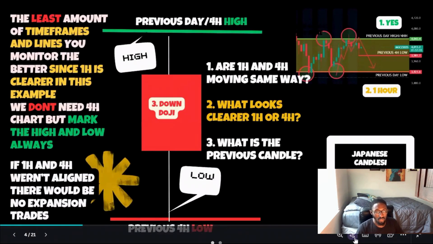What type of candle is the previous day? This is a full cut. Boom. Now we drop down to the 4 hour. The least amount of time frames and lines you have, the better. Since 1 hour is clear in this example, we don't need 4 hour chart. But mark the high and low always. If the 1 hour and the 4 hour weren't aligned, there would be no expansion trade. We need all time frames to be going the same way to be able to expand that way.